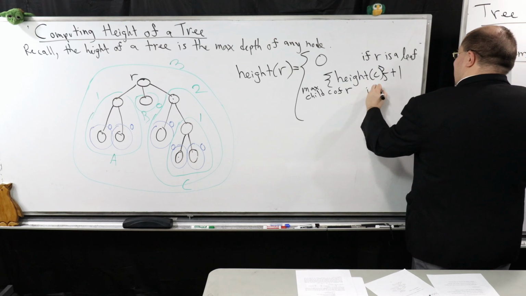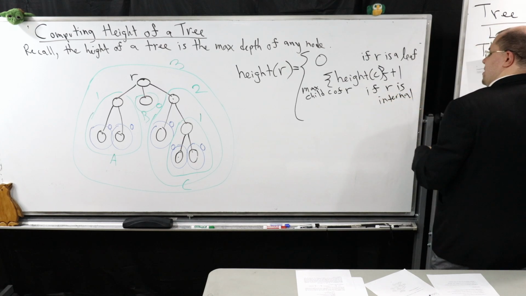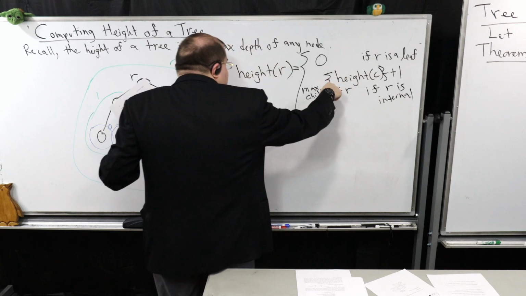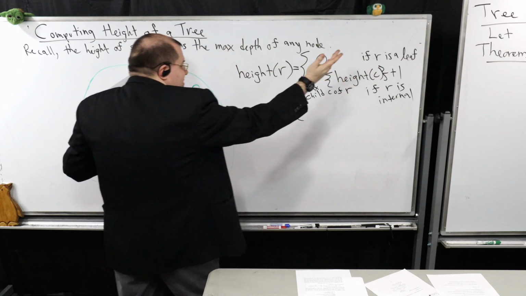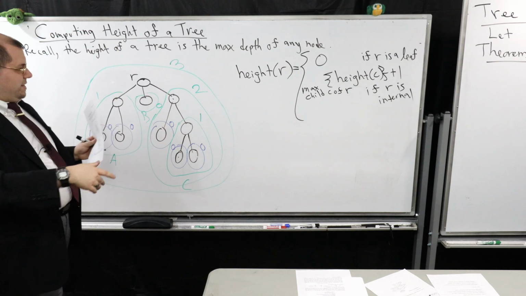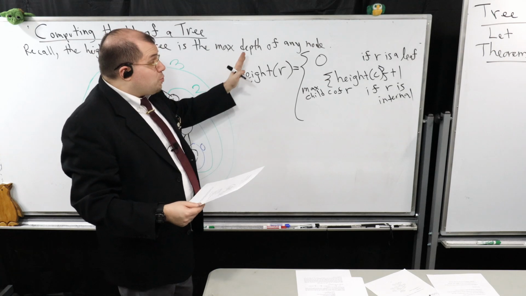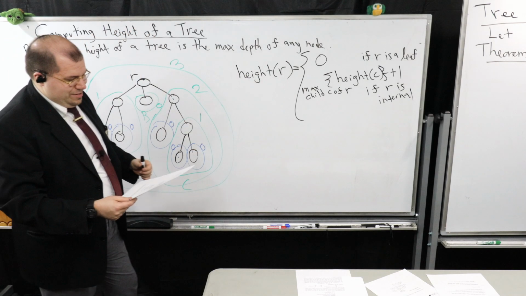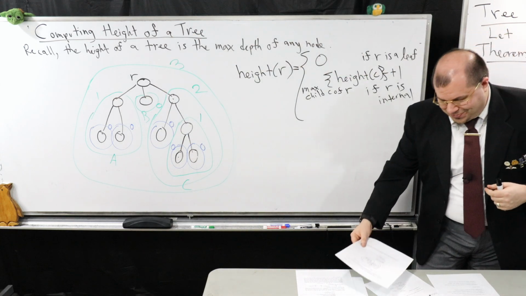So this is if r is internal. So it's just the maximum among all of the children of my node. I look at its height, and then I just add 1. So I take the larger of them, just like I did over here. So this is a recursive way of writing it. This is the recurrence relation for the height of the tree. So if you ever wanted to write this out as a formula, here you go.